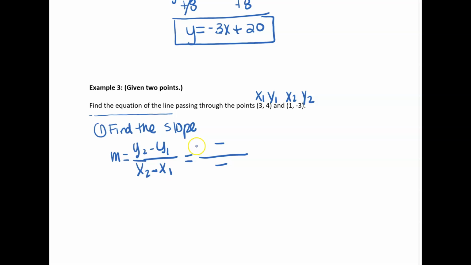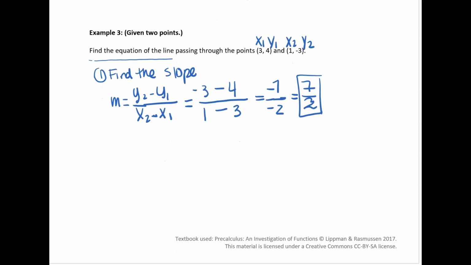So let's see, y2 is -3, y1 is 4, x2 is 1, x1 is 3. Once I have them all plugged in, I'm just going to use my calculator if I need assistance with negatives, but -3 minus 4 gives me -7, and 1 minus 3 gives me -2. So this gives me 7 over 2. You always want to put them in lowest reduced form. I'm not going to leave that as -7 over -2. That's going to make my life difficult. And I'm not even going to run my calculator and put in 3.5. I want to leave that as an improper fraction.